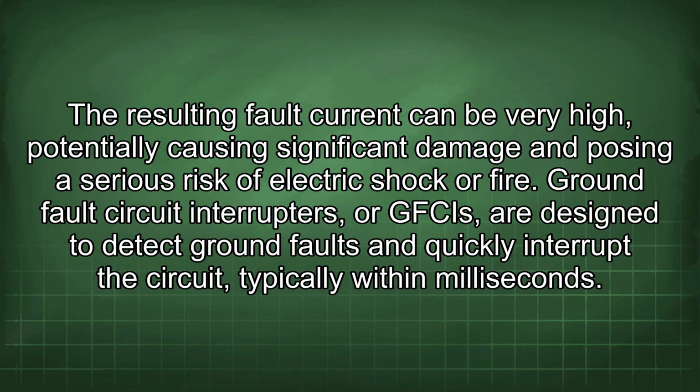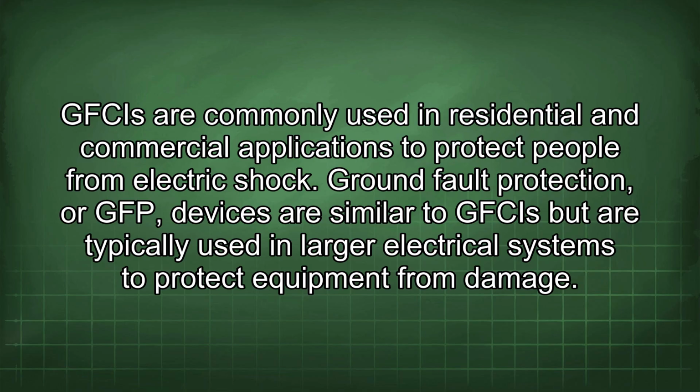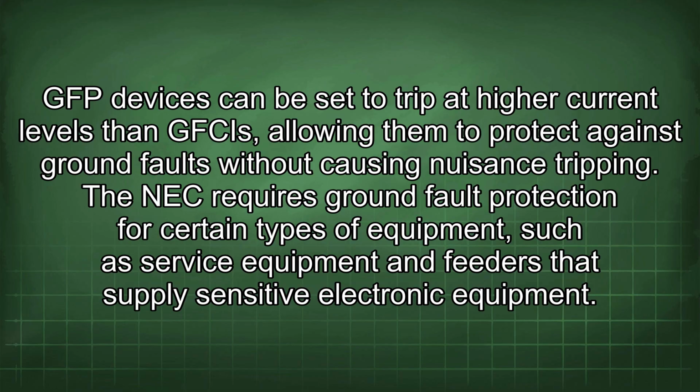Ground fault circuit interrupters, or GFCIs, are designed to detect ground faults and quickly interrupt the circuit, typically within milliseconds. GFCIs are commonly used in residential and commercial applications to protect people from electric shock. Ground fault protection, or GFP, devices are similar to GFCIs but are typically used in larger electrical systems to protect equipment from damage. GFP devices can be set to trip at higher current levels than GFCIs, allowing them to protect against ground faults without causing nuisance tripping.